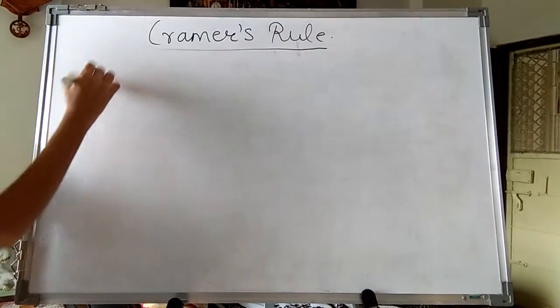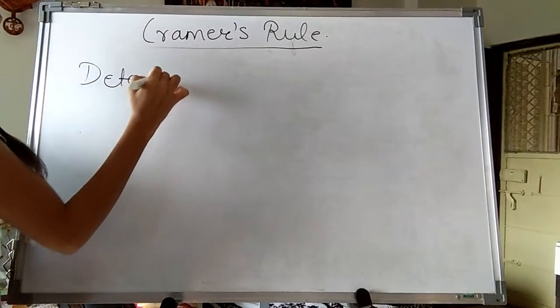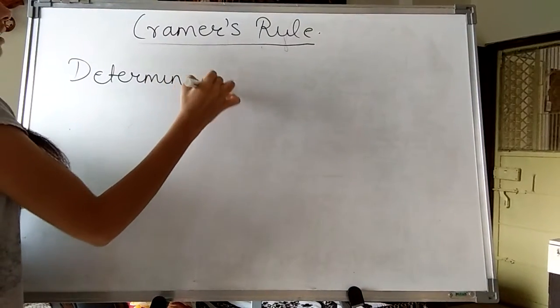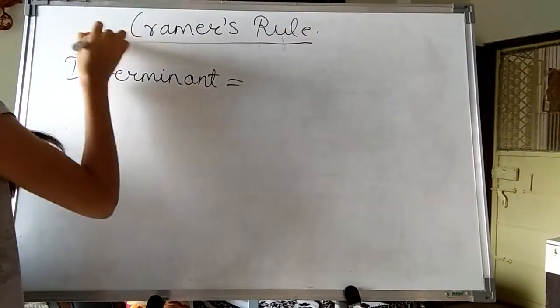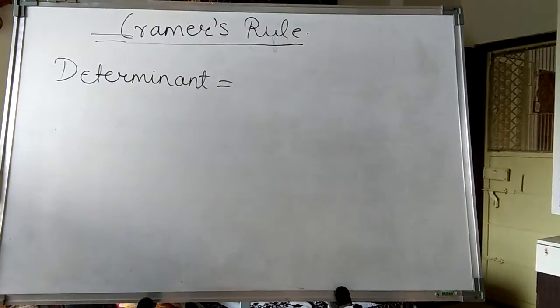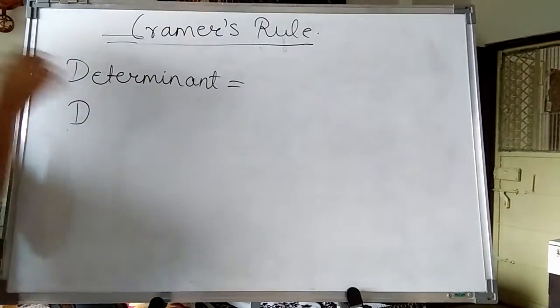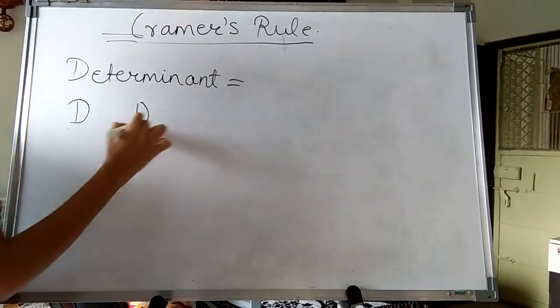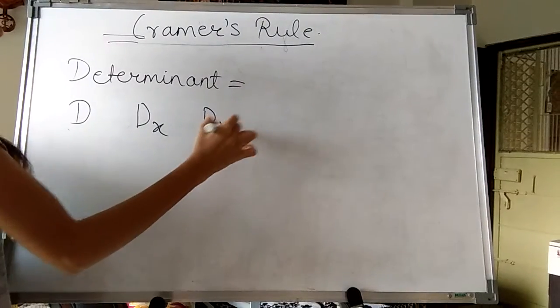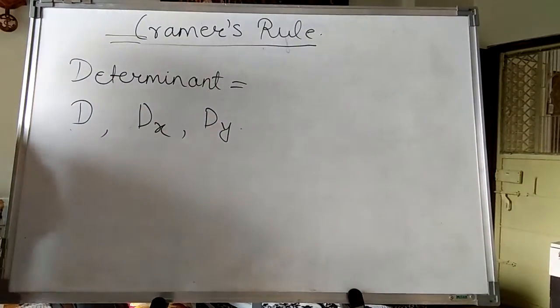Now, yesterday we have seen how to find the value of a determinant. This is going to help you to complete this Cramer's rule. In this Cramer's rule, we are going to find D. D stands for determinant, and then Dx and Dy. Now, what are these Dx and Dy?